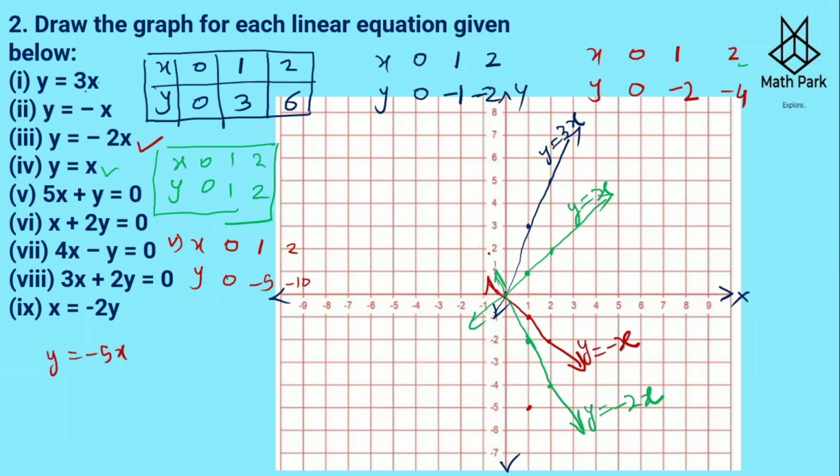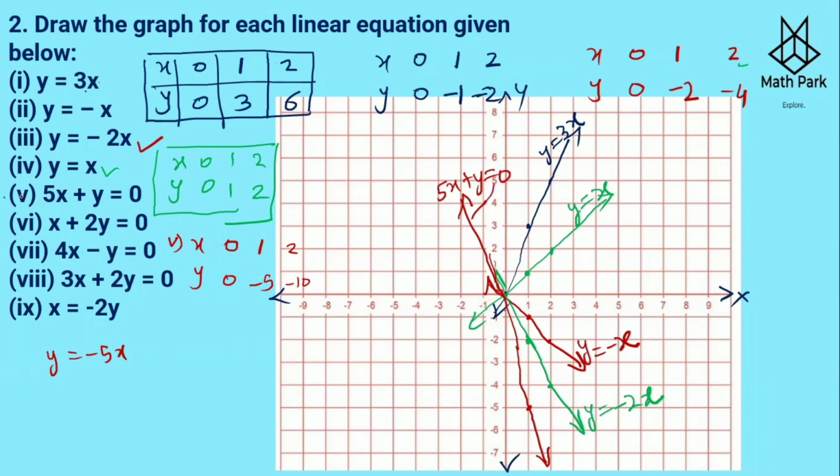So we draw the line passing through 0, 0 and 1, minus 5, with the scale properly drawn. So this is your line, which is 5x plus y is equal to 0. This is the line 5x plus y is equal to 0. So we have done with the fifth part.